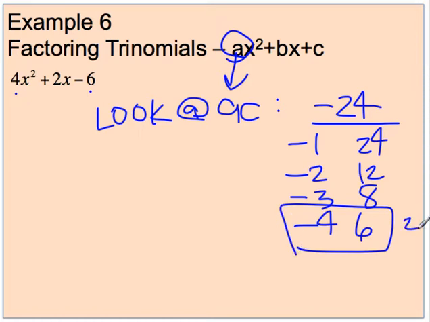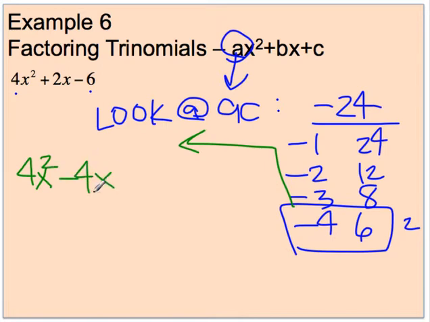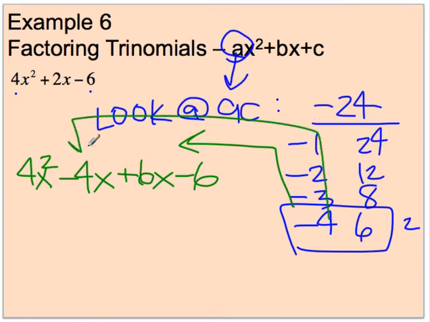So this is the step that's now added. These numbers are not our answer. So previously we've been able to go straight to the answer. We would have written x minus 4 times x plus 6. The problem is now we have to use these numbers and write this as a 4-term equation. So we're going to write this as 4x squared minus 4x plus 6x minus 6. So you can see the minus 4 goes for one and the positive 6 goes for the other.